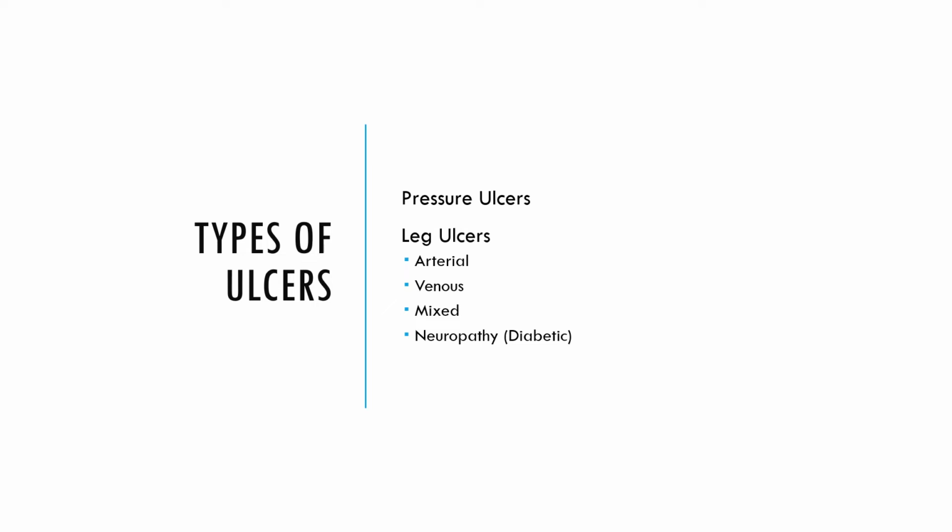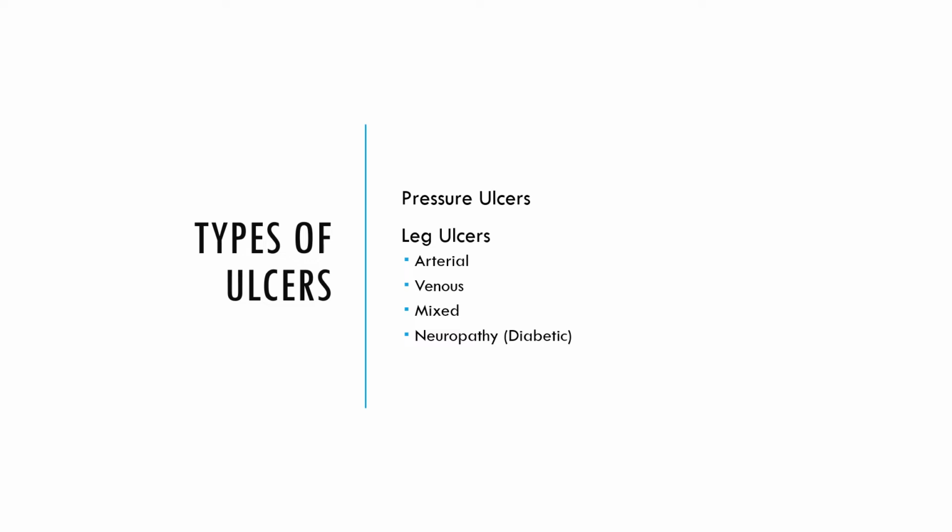Now let's talk about types of ulcers. There are two types of ulcers: pressure ulcers and leg ulcers. So pressure ulcers, also known as bed sores, are injuries to the skin and underlying tissue, primarily caused by prolonged pressure on the skin. They can happen to anyone, but usually affect people confined to bed or who sit in a chair or a wheelchair for a long period of time. Therefore, make sure you turn your patients who are immobile or bedridden every 2 hours.